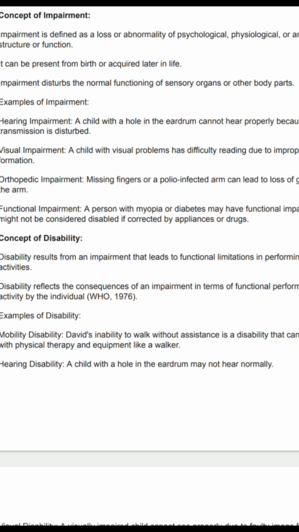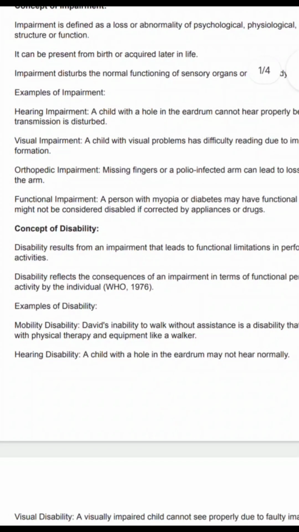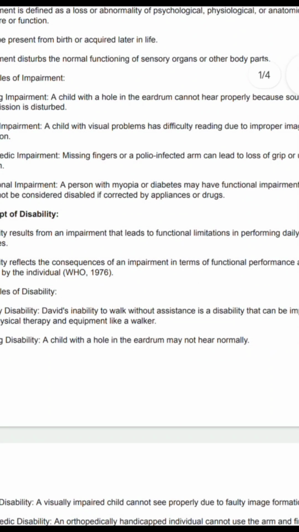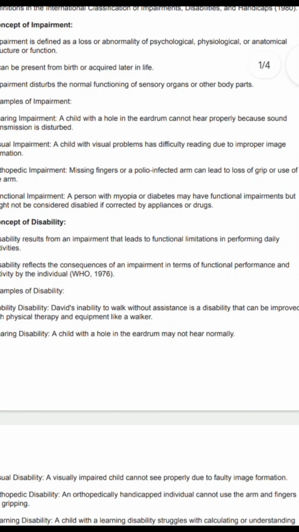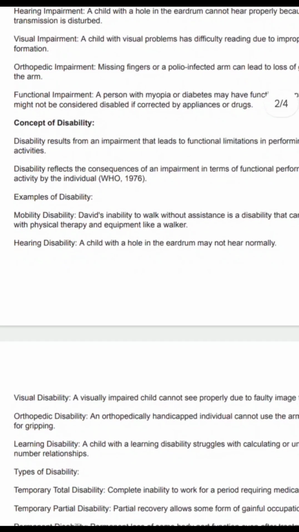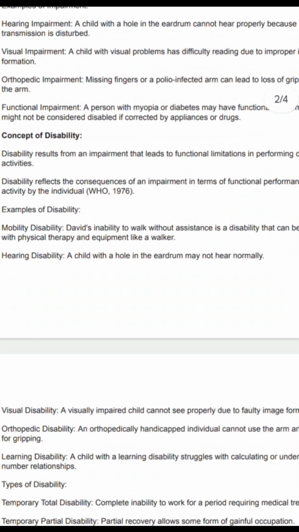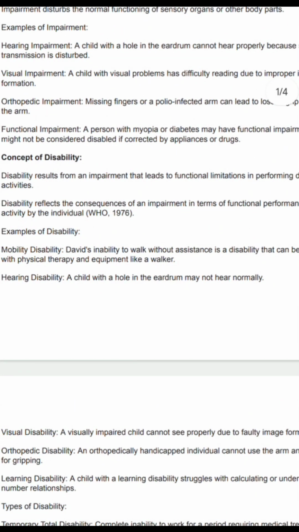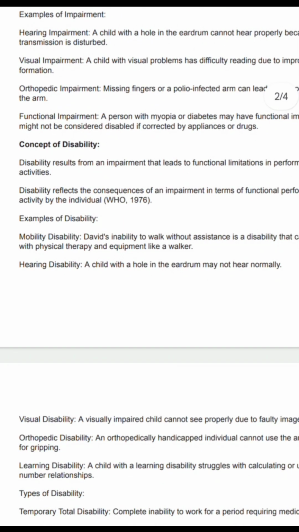Visual impairment. A child with a visual problem has difficulty reading due to improper image formation. Orthopedic impairment. Missing fingers or a polio infected arm can lead to loss of grip or use of the arm. Functional impairment. A person with myopia or diabetes may have functional impairments but might not be considered disabled if corrected by appliances or drugs.